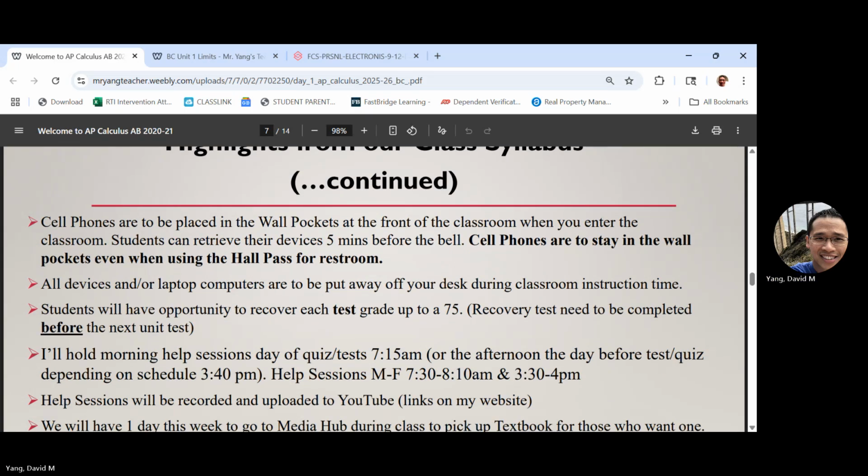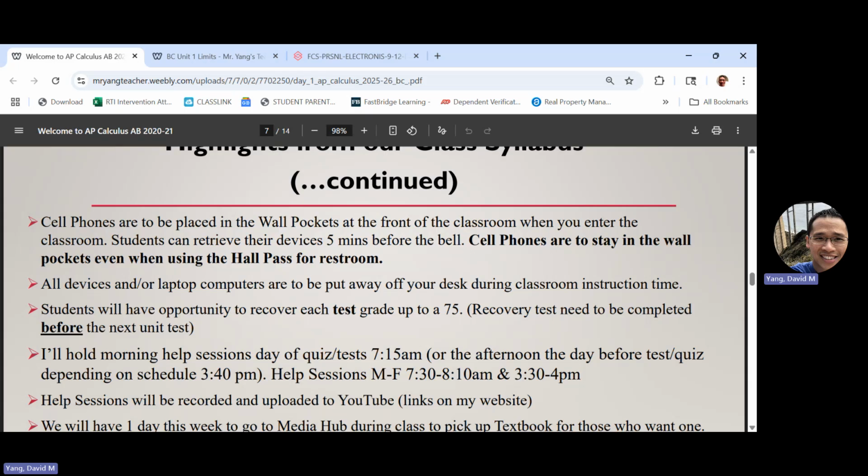Okay, so this school year, there's a new county policy regarding electronics. So let me just go through that. Tomorrow, when you come into class, I'm going to have a seating chart up on the wall. So you're going to find your seat number, find your seat. And then when you get to your seat, there's going to be a seat number at the top left-hand corner of your seat. And then you're going to be putting your phone in your assigned slot in the wall pockets there.